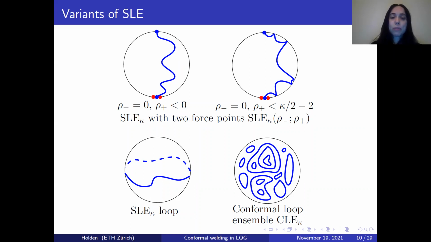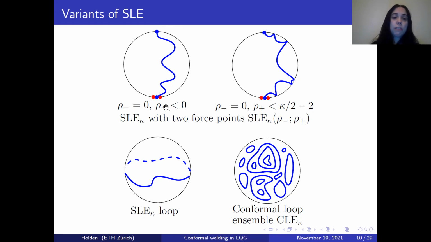This is illustrated in the figure in the setting of 2 force points. These 2 force points are shown in red in the figure. Each of these force points is associated with some parameter rho. For example, in the figure you see here, this force point is associated with a value rho equals 0, while this force point is associated with a value rho which is negative. So if rho is equal to 0, then the force point doesn't have any influence on the behavior of the curve. If rho is negative, on the other hand, then the curve will be attracted towards the force point. You can see that in this figure, the curve is attracted towards the right boundary of the domain.